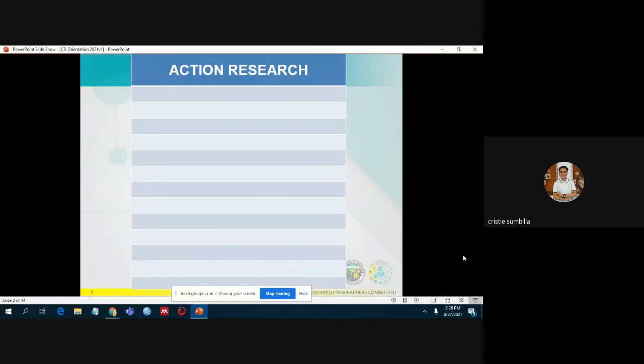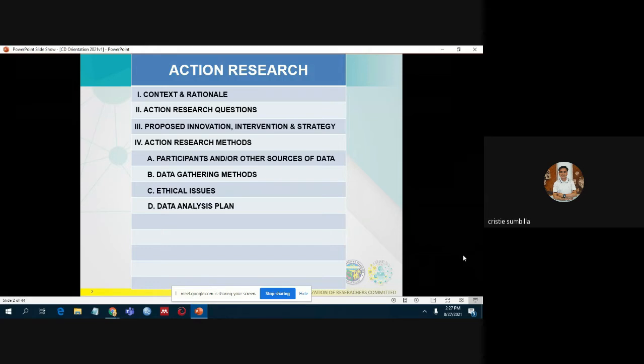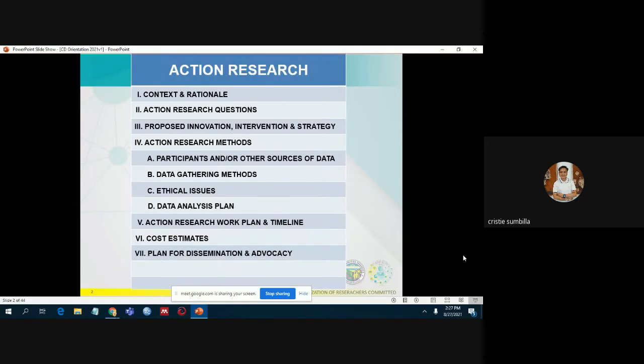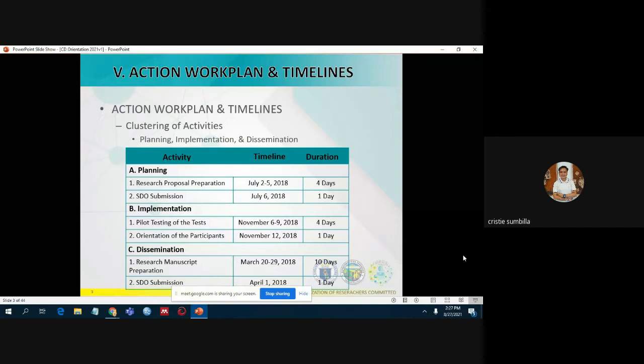Before anything else, let us have first a quick review of the sections and subsections of the action research. So these were initially presented by Dr. Jovi. So the remaining sections are action research work plan and timeline, cost estimates, and plan for dissemination and advocacy. So let's start with action work plan and timelines.